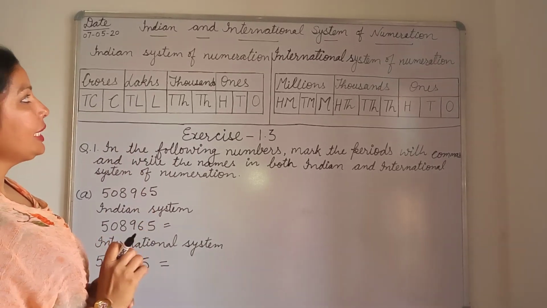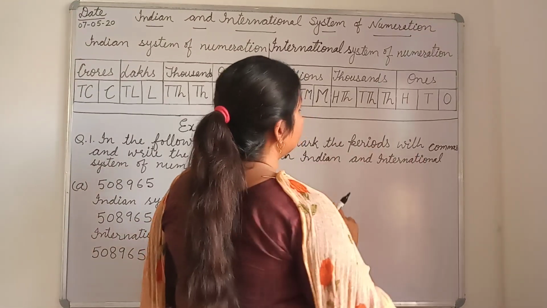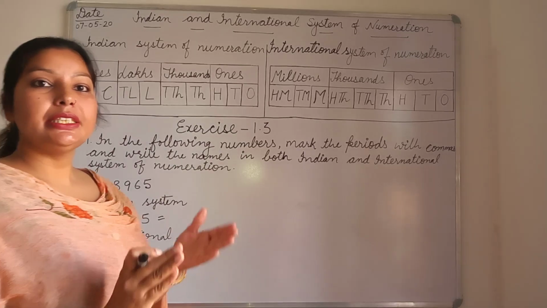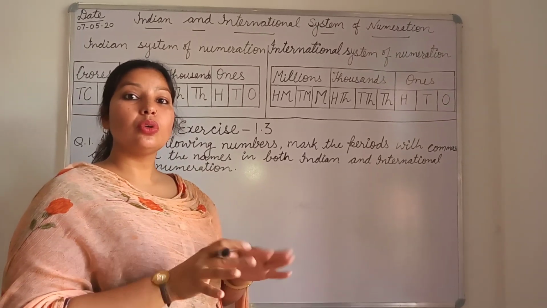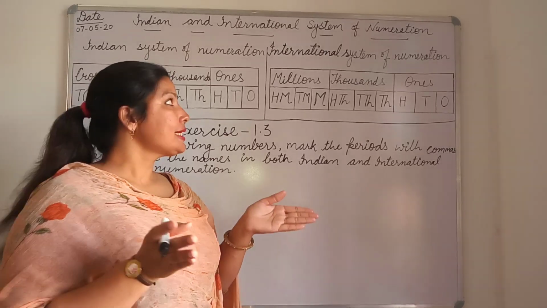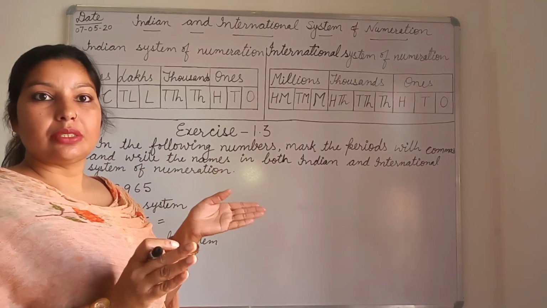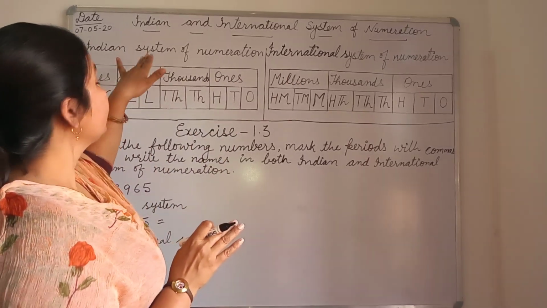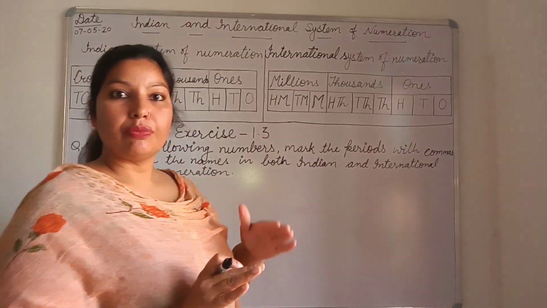Then next is international system of numeration. So what is international system of numeration? It is the system of numeration which is used all over the world. That system is used in India also. When you go to another country also, this system applies. Indian system we use only in India, but international system is used all over the world.